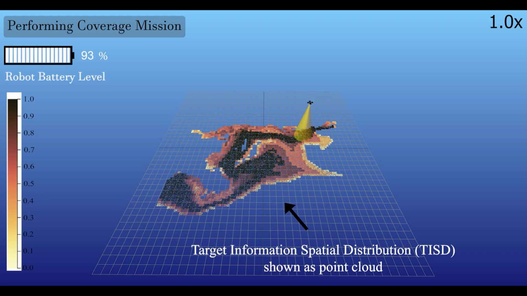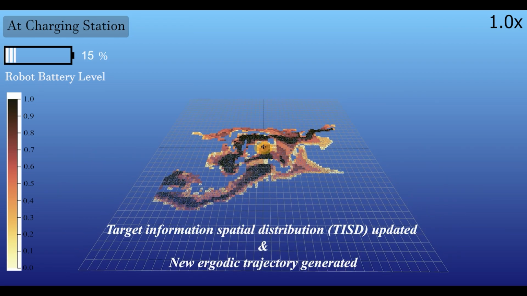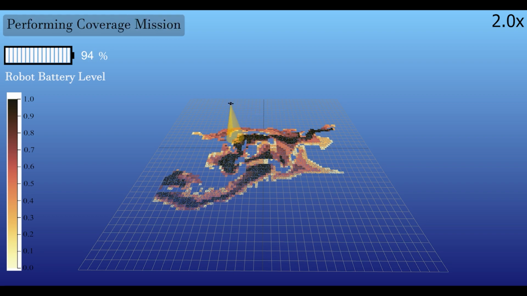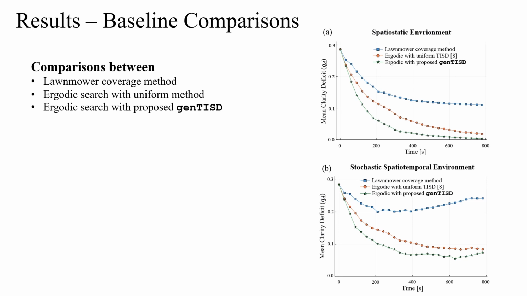We verify our proposed framework in a light UAV simulator by constructing a hypothetical scenario. The target information spatial distribution shown as a point cloud is updated iteratively to generate new ergodic trajectories. It can be seen that the quadrotor safely comes back to the charging station before its energy depletes. Lastly, we compare the proposed method with the lawnmower coverage method and the ergodic search with uniform target distribution. The plots are shown for both the spatiostatic and stochastic spatiotemporal environment.